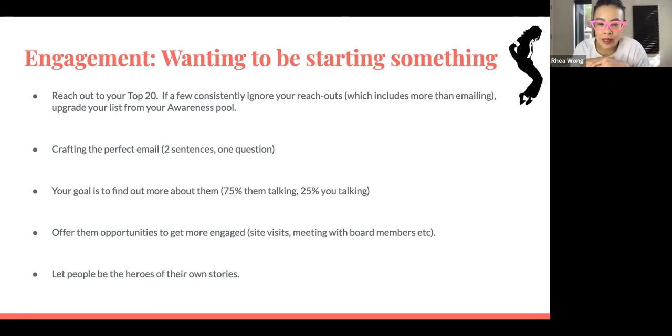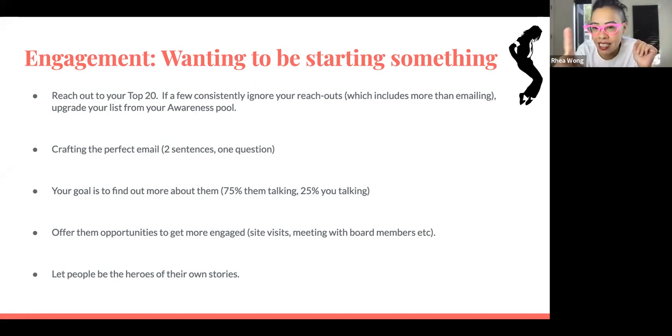Crafting the perfect email. When you ask people for meetings or when you ask people for anything, chances are that your emails are too damn long. You give me a whole paragraph about blah, blah, blah. Hope you're doing well, yada, yada, yada. By the time you get to an ask, I have no idea what you want. So really simple thing: two sentences, one question.